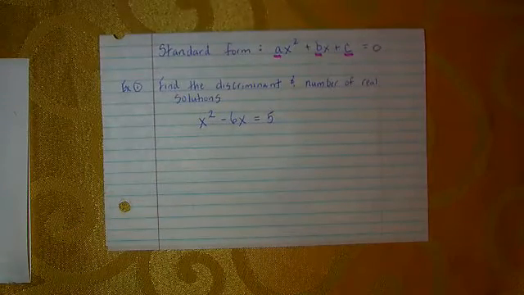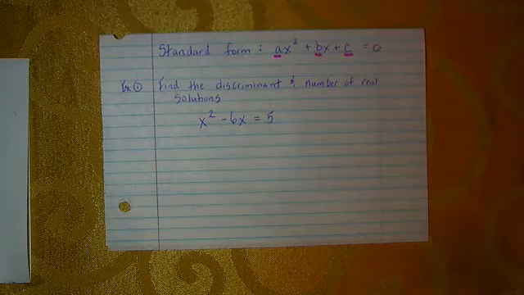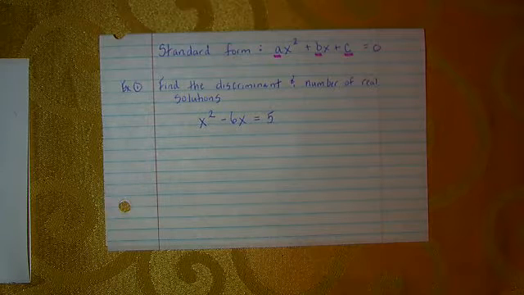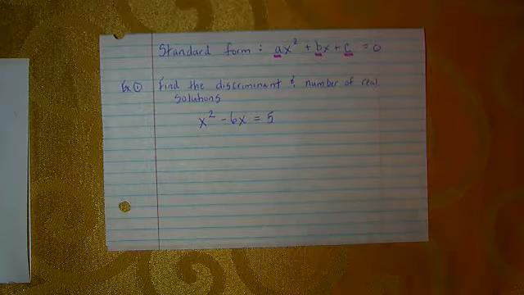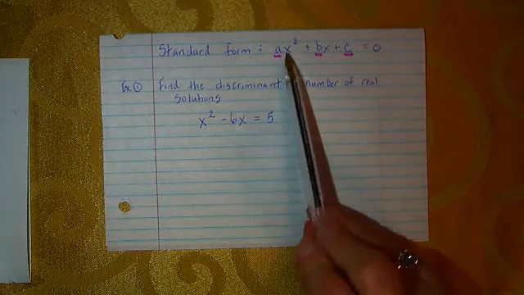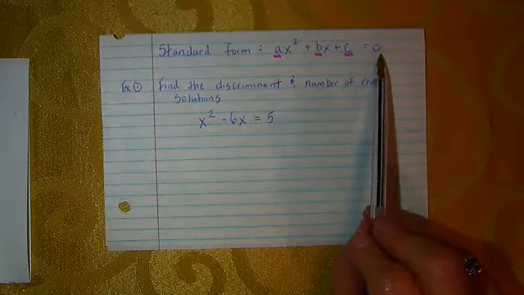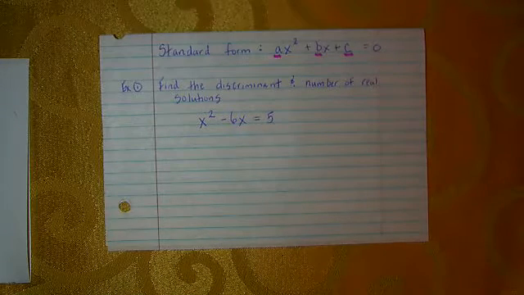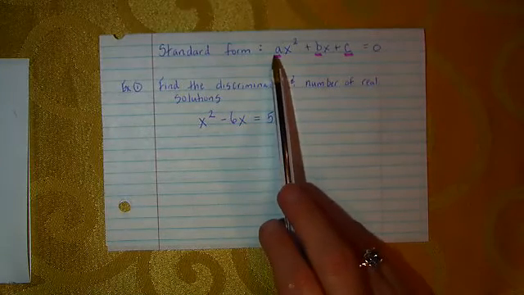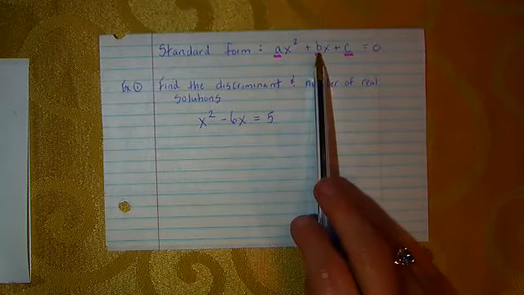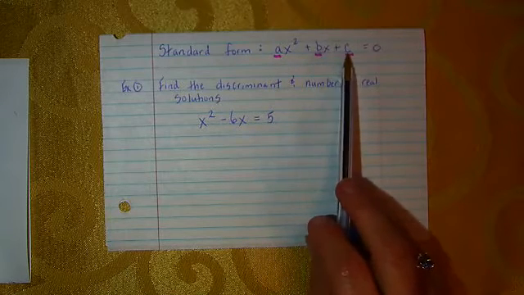If you were wondering what A, B, and C are in the formula, this goes back to when we talked about quadratic equations. You want your equation to be in standard form. When it's in standard form, we have ax squared plus bx plus c, and you want it always to equal 0. The a that you saw in the formula will be the coefficient of the x squared term, the b is the coefficient of the x term, and the c is the constant.